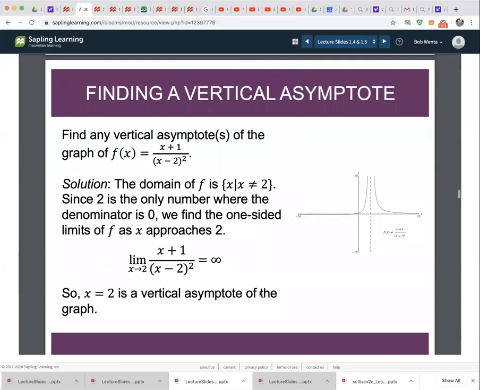So the first thing you look at here, where's there a problem? Yes, the denominator can be equal to 0 if x is equal to 2. Therefore, as x approaches 2 from the right or from the left, it goes to infinity in both cases, positive infinity. It's the vertical asymptote. X equals 2 is a vertical asymptote. That's the actual equation for the asymptote.